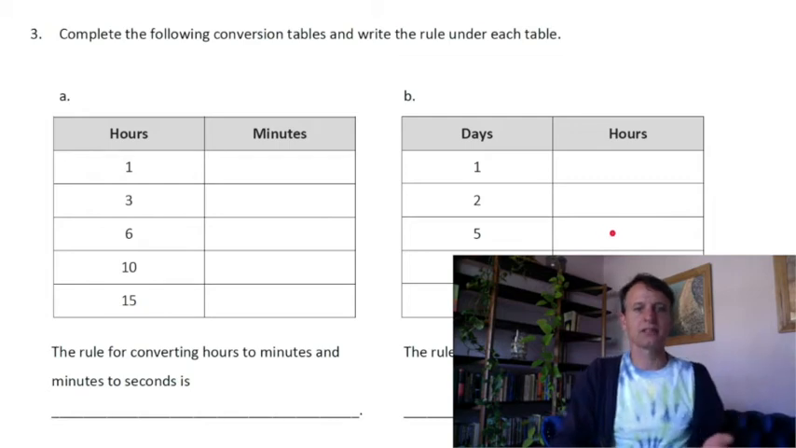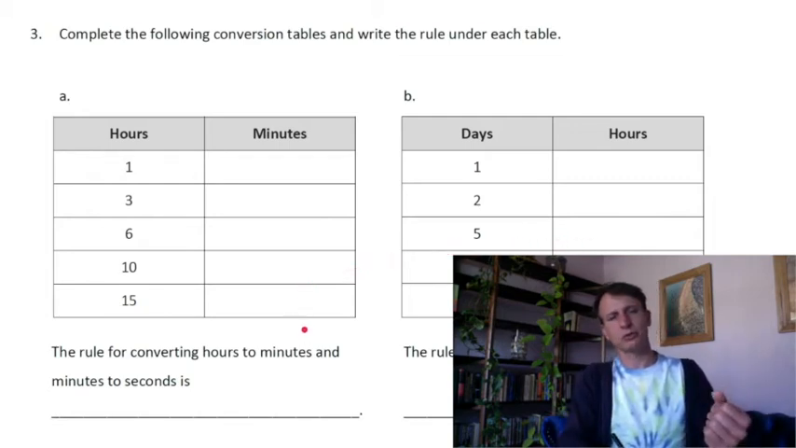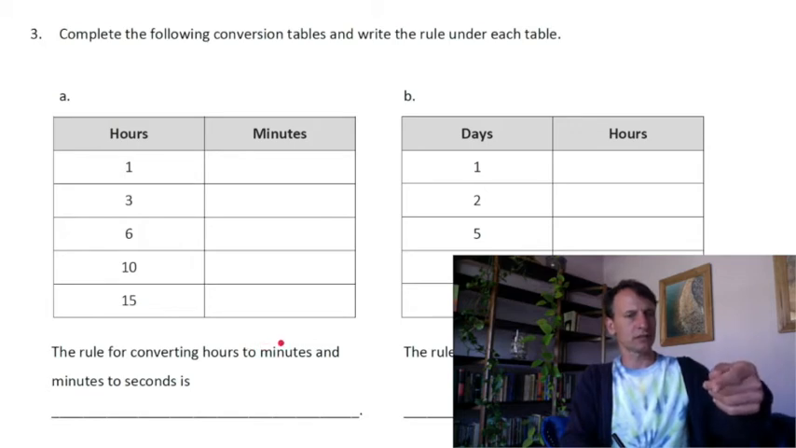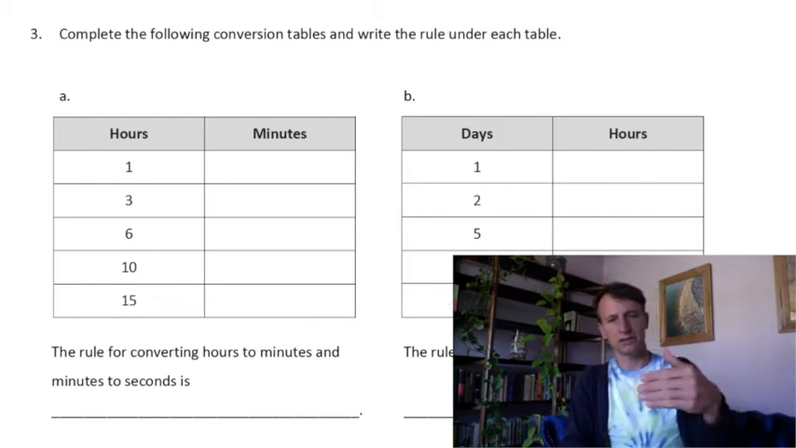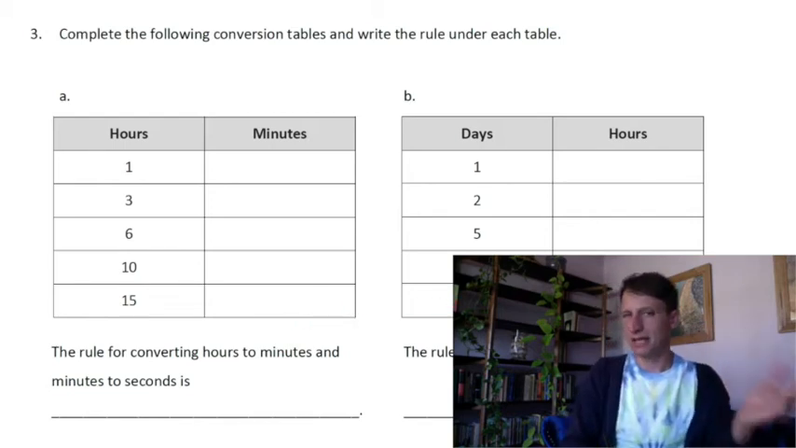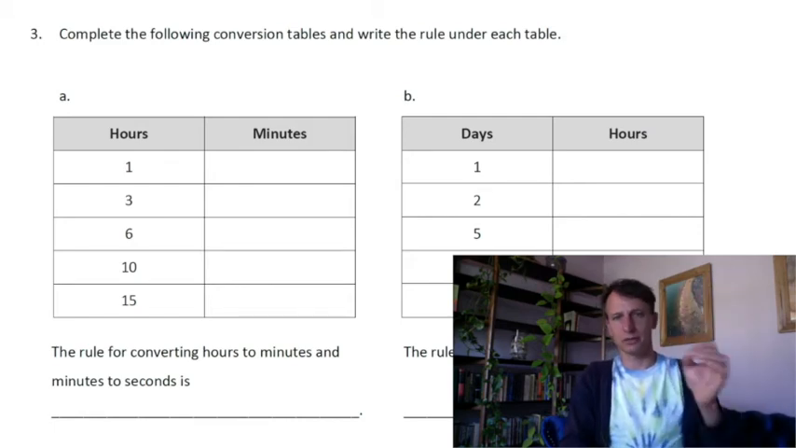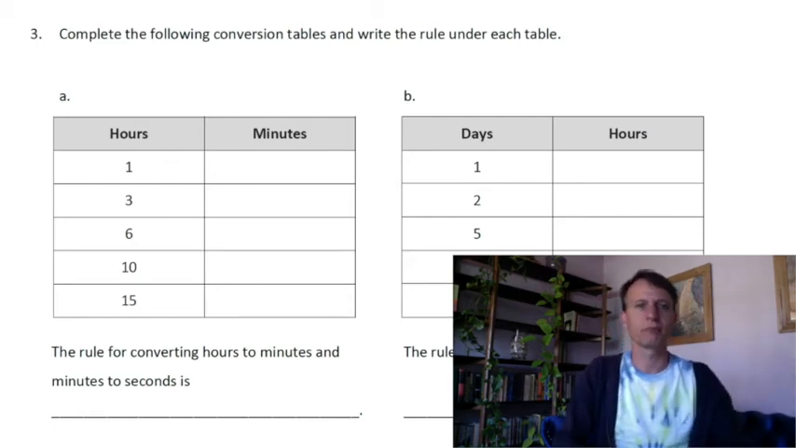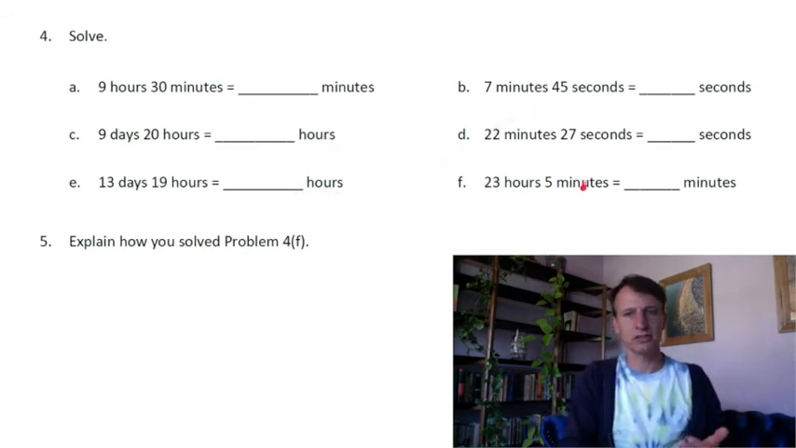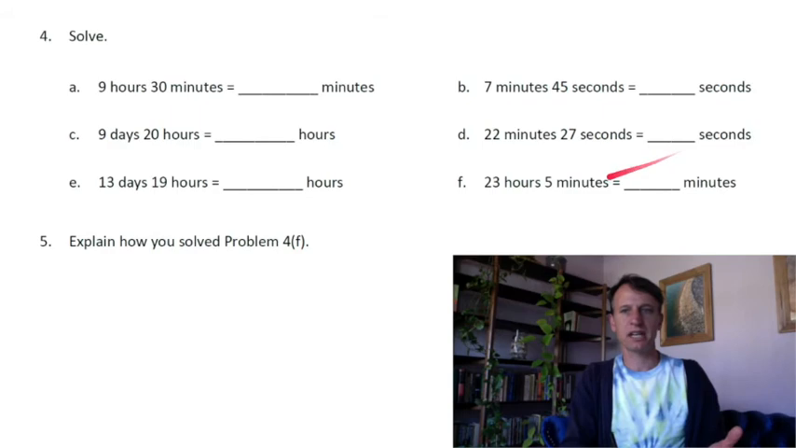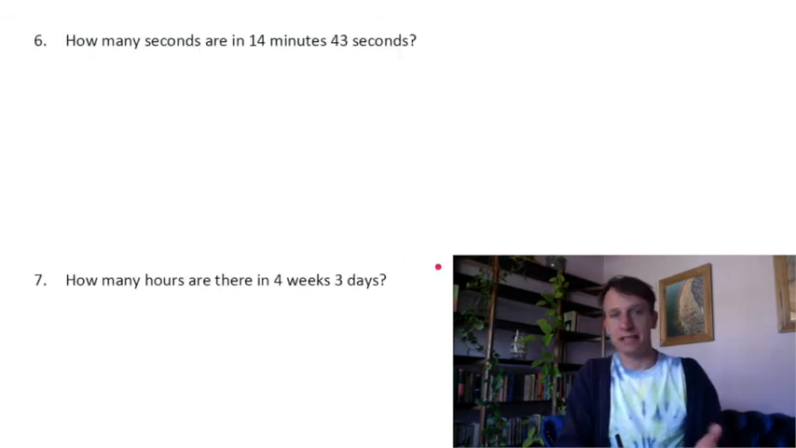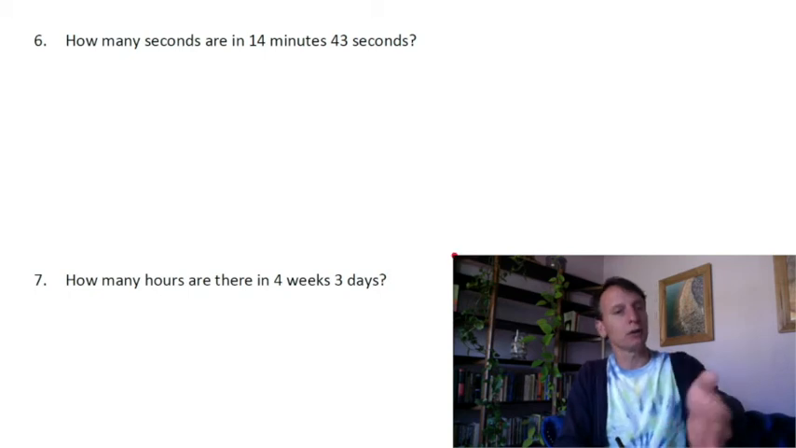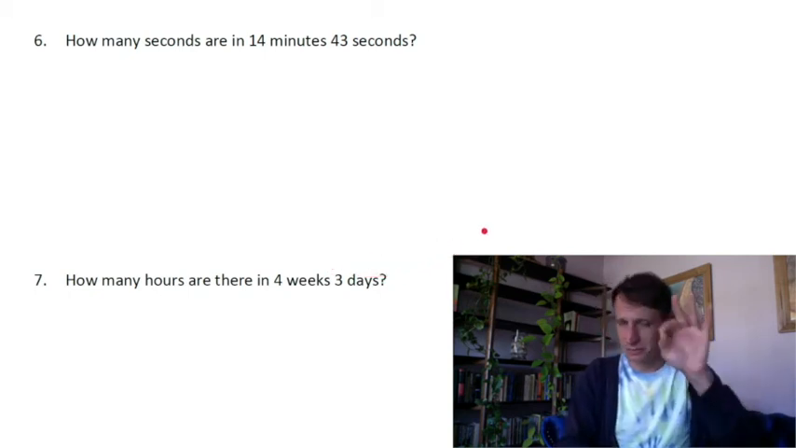Completing an abbreviated version of the table. And the way I like to write these rules is with hours to minutes. You say hours times 60 minutes per hour. And then similarly here with days to hours, days times 24 hours per day is how I like to write the rules. And then doing just some straight up conversions here. None of these are all that tricky. And then you explain how you solved F. Yeah, there you go. How many seconds are in that much time? How many hours? And remember, weeks, 7 days in a week, which we didn't touch on, but you know that.